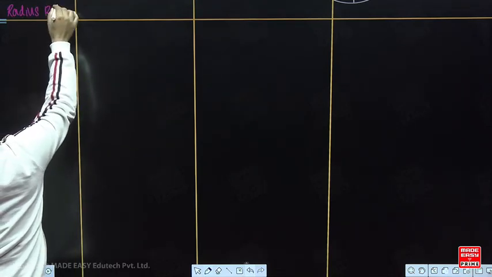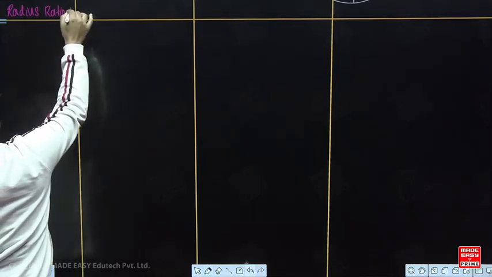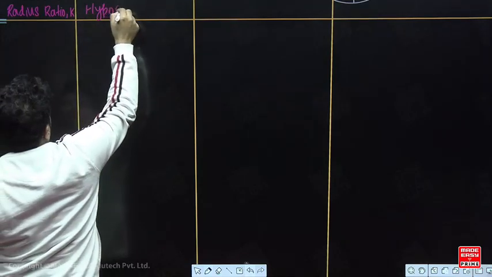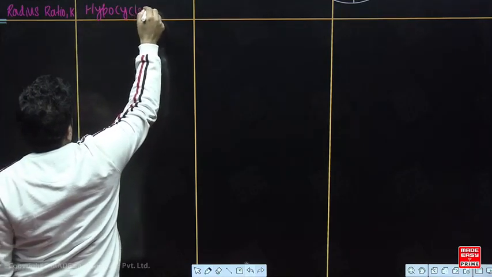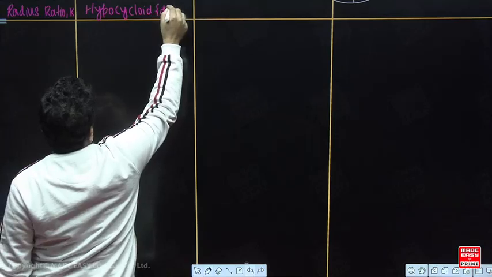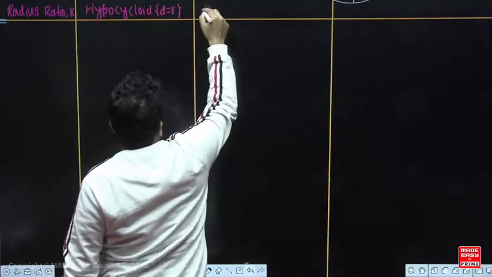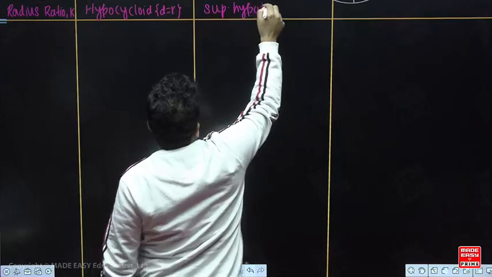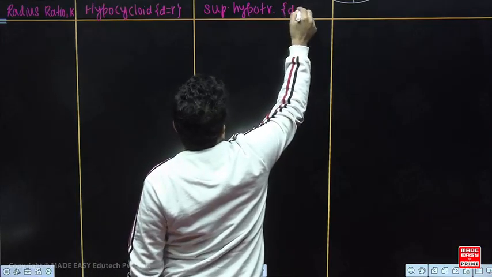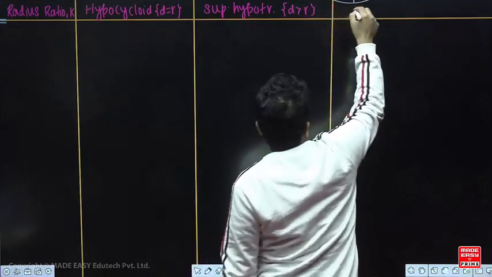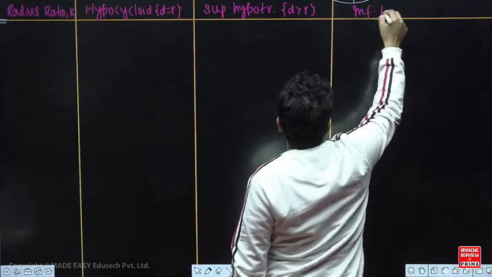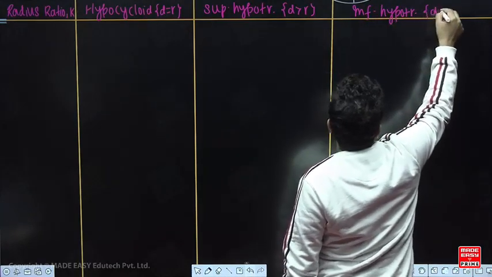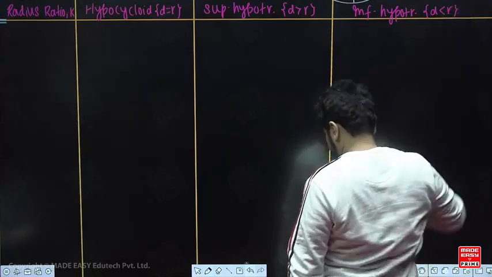Radius ratio k. Hypocycloid. d is equal to r, superior hypotrochoid. d greater than r, inferior hypotrochoid. d less than r.